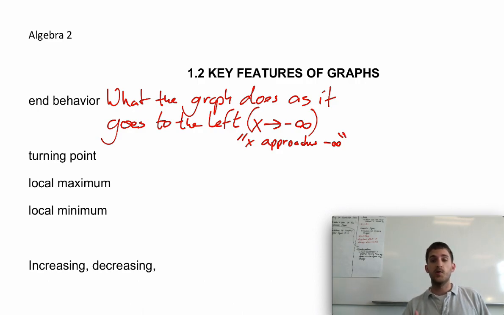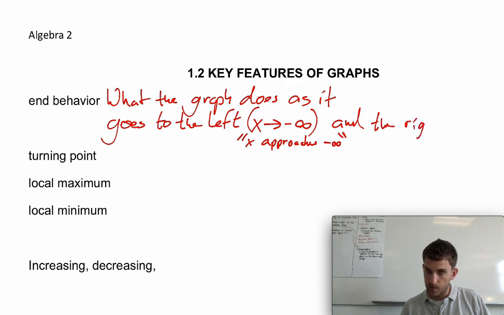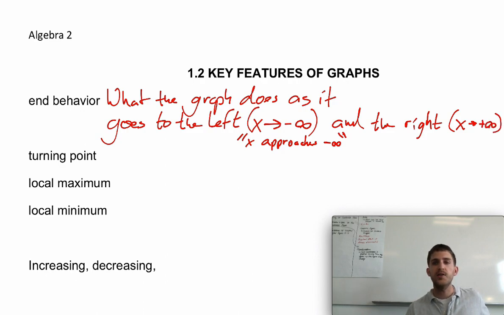So we're going to say as x goes to the left, that means it's going towards negative infinity. And we're going to say and to the right. Putting this in context, so for x going to the left, we said x approaches negative infinity. For x going to the right, we're going to say x approaches positive infinity. Now, technically, you don't need the positive sign there, but just to help us distinguish between the two, we're going to use the positive symbol.